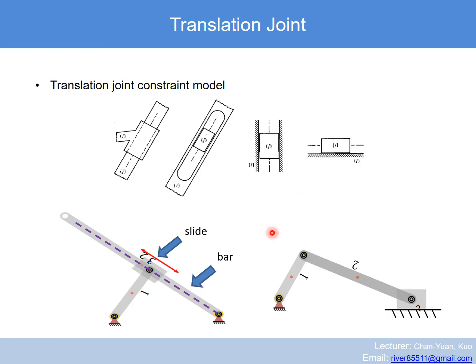And for this example over here, this slide is translating on the ground, and the translational axis is the dashed line shown here. It is suggested that you pause the video first and make sure you do understand the concept, because this is a very important step before we move on to the mathematical derivation.